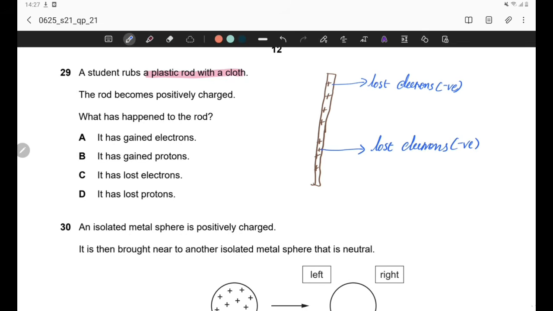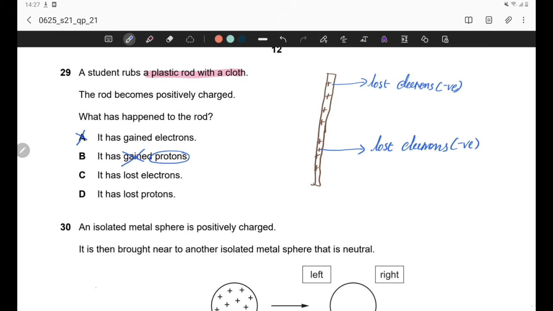Let's see the options. Option A says it has gained electrons. If the rod has gained electrons, then the rod will become negatively charged. But here the rod became positively charged. That means option A is wrong. Option B says it gained protons. I already mentioned the protons cannot move from one object to another because they are bound inside the nucleus. They cannot move outside. So protons are never going to gain or lose. So this is also wrong.